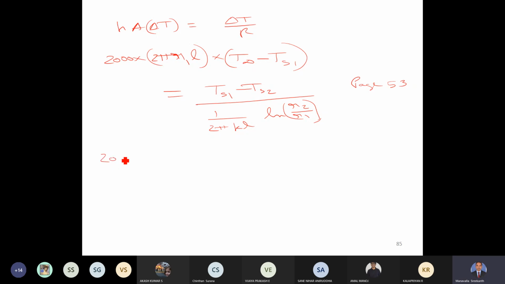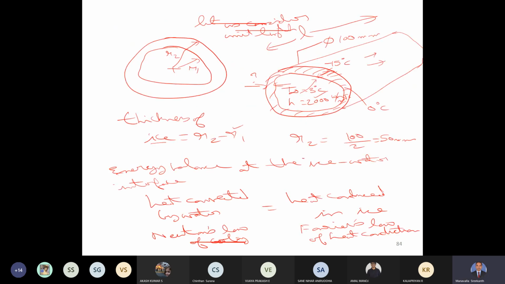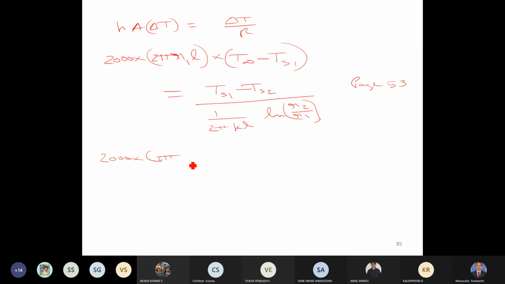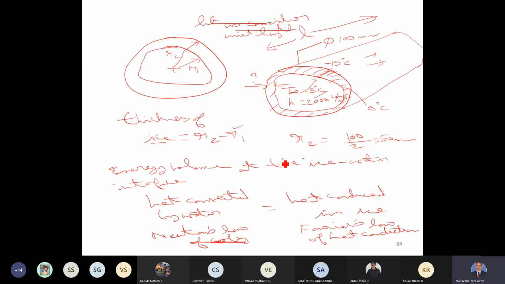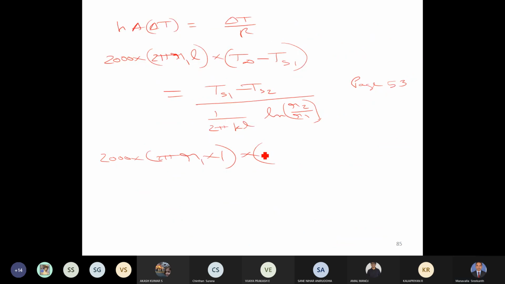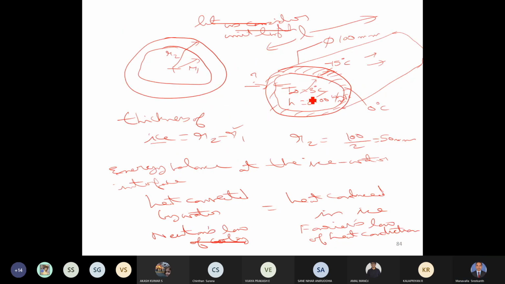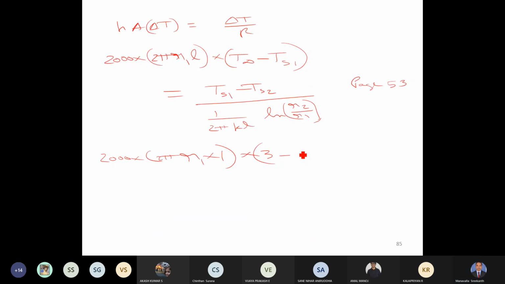Okay, so this is 2000 multiplied by 2 pi. Now R1 is something we don't know. We have to find R1. R2 is known to us, but R1 is not known. So R1 multiplied by L, we'll take it as 1, multiplied by T infinity, which is given as 3 degrees Celsius, minus Ts1. Surface temperature, this is ice. So this is ice at 0 degrees. So this should be equal to Ts1 minus Ts2.